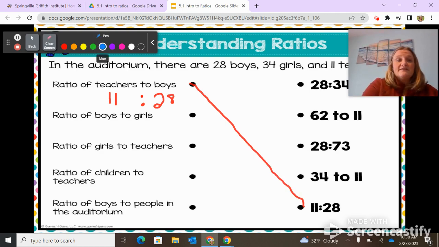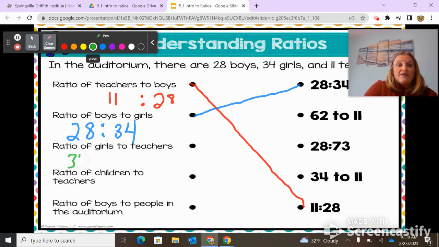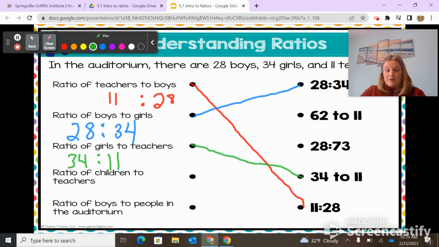The ratio of boys, and there are 28 boys, to is where I put my colon, girls, there are 34 girls. So I have 28 to 34. That one comes over here. Okay, the ratio of girls to teachers. So I've got 34 girls to 11 teachers. So we're going to take this one and match it here, because remember the colon means the word to. Okay, the ratio of children to teachers.